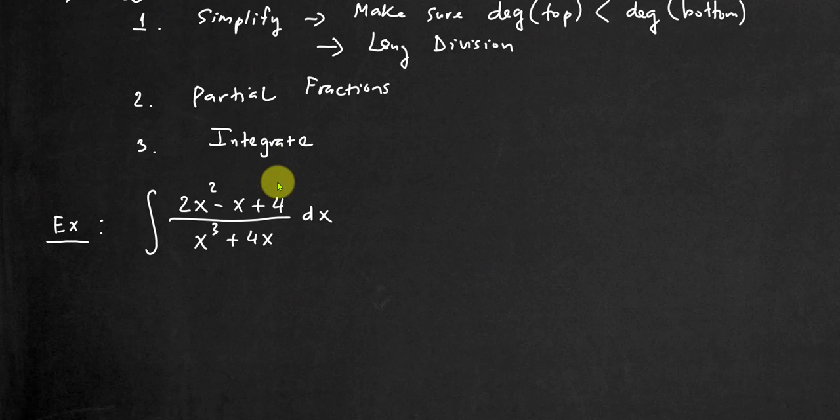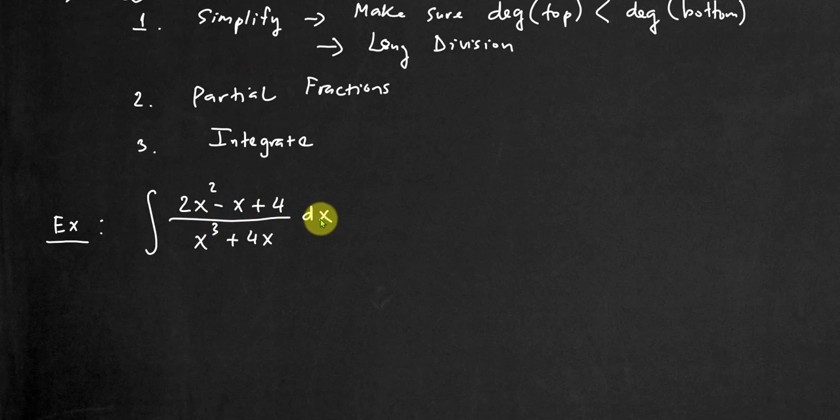For example, we cannot use substitution for this example, and therefore we are considering using partial fractions to find this integral. And we know that the degree on the top is 2, which is less than the degree of the bottom, which is 3. So we are good for that requirement.